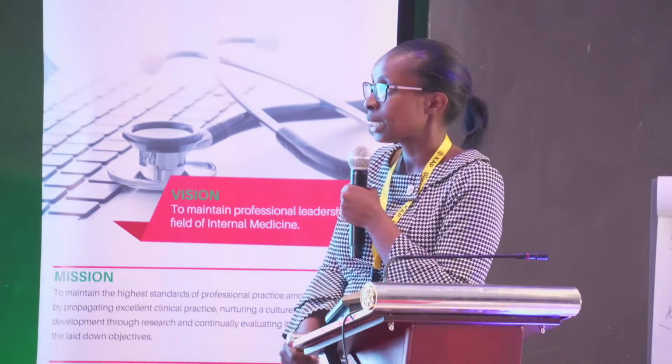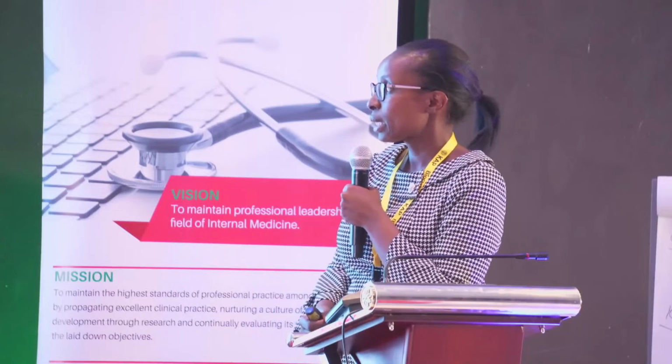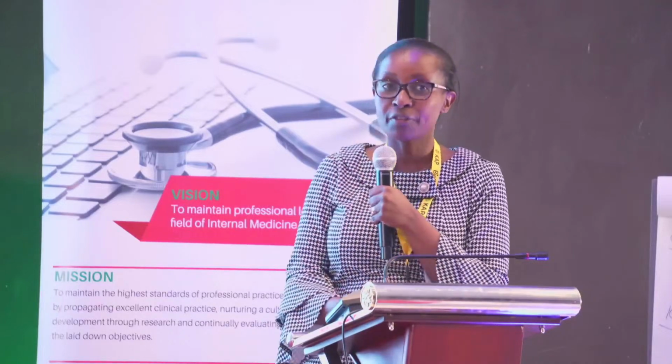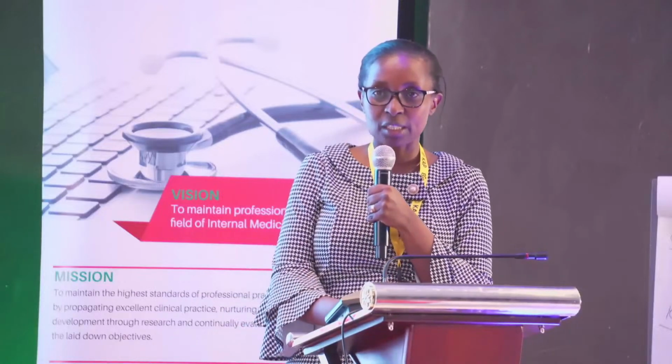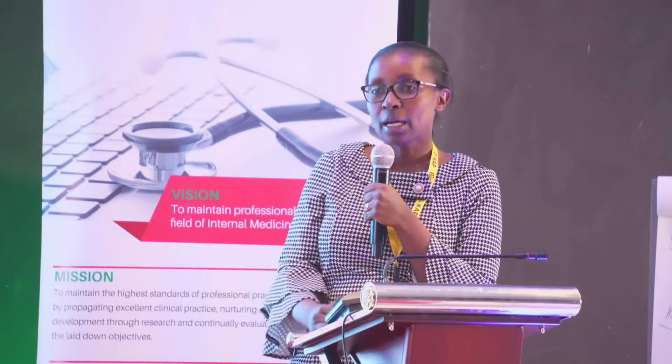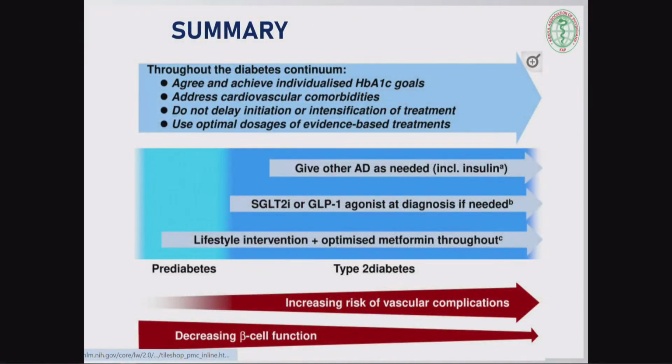Use optimal dosages of evidence-based treatment and combine your treatments. Use your SGLT2 inhibitors or GLP-1 agonists if indicated. The problem with GLP-1 agonists is their cost. They're quite expensive, so they are out of reach for most of our patients who are in public hospitals and even in the private hospitals. Include lifestyle intervention. Do not forget lifestyle intervention, to include their diet and their exercise. And do not forget good old metformin. It doesn't mean that metformin and all the other medications have gone out.